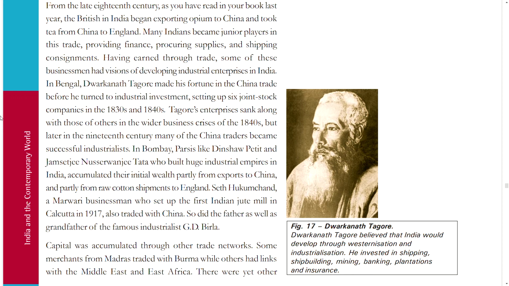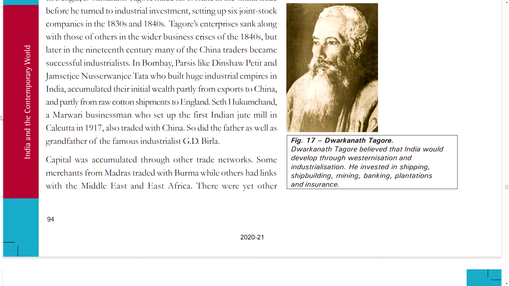Persons like Dinshaw Petit and Jamsetji Nusserwanji Tata, who built huge industrial empires in India, accumulated their initial wealth partly from exports to China and partly from raw cotton shipments to England. Seth Hukumchand, a Marwari businessman who set up the first Indian jute mill in Calcutta in 1917, also traded with China. So did the father as well as grandfather of the famous industrialist G.D. Birla.